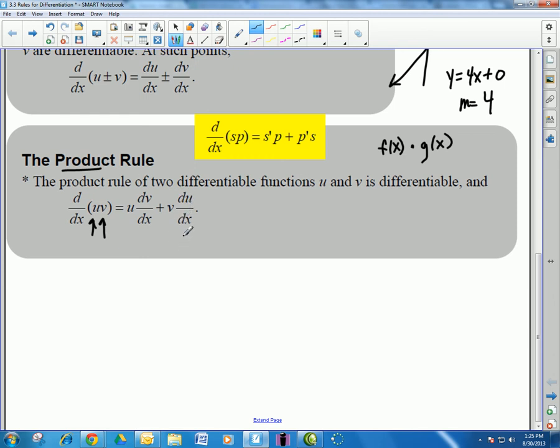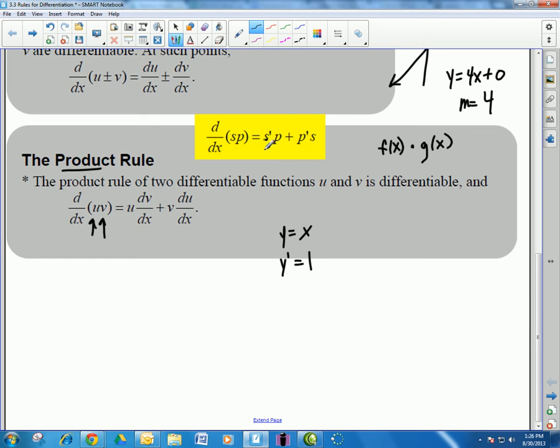Alright, so up here in this yellow box I have a quick little way to remember that. Instead of u and v, I used s and p. And like if I have y equal to x, I can write that as y prime, which means the derivative of y is equal to 1. I use that notation up here in this yellow box when I say the derivative of s times p is s prime times p, so that means the derivative of s times p, plus p prime times s.